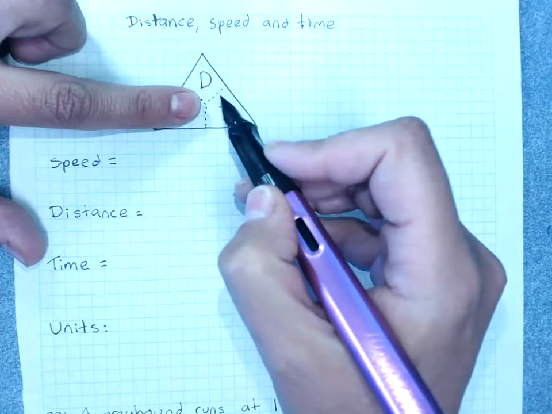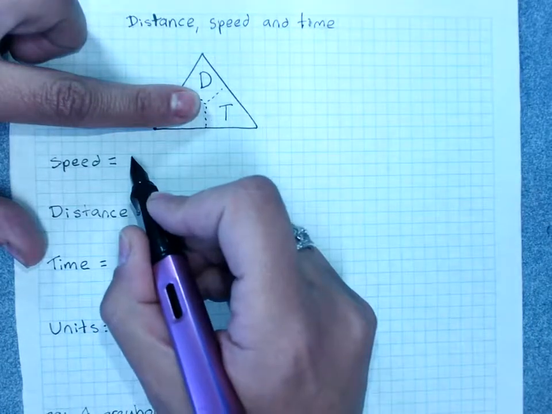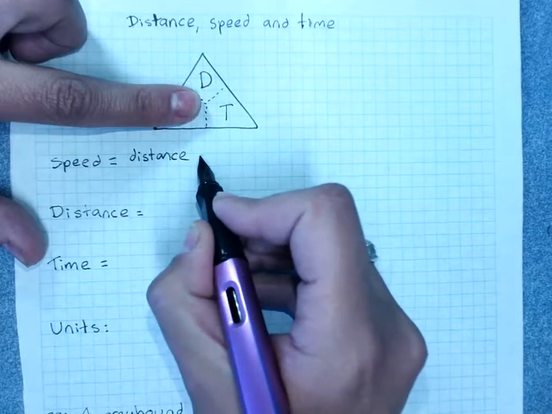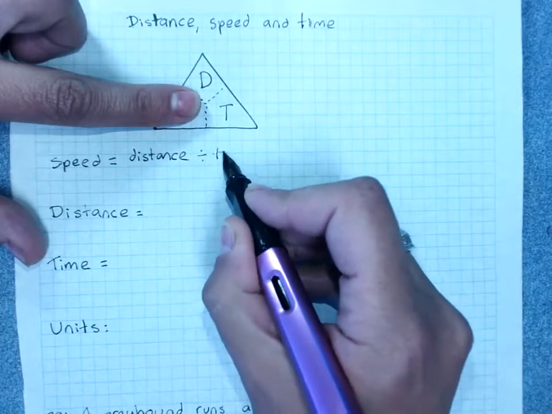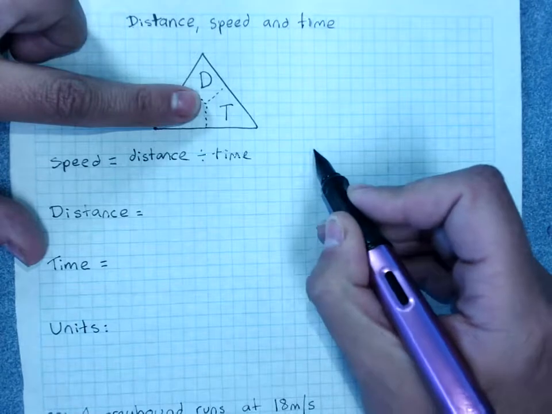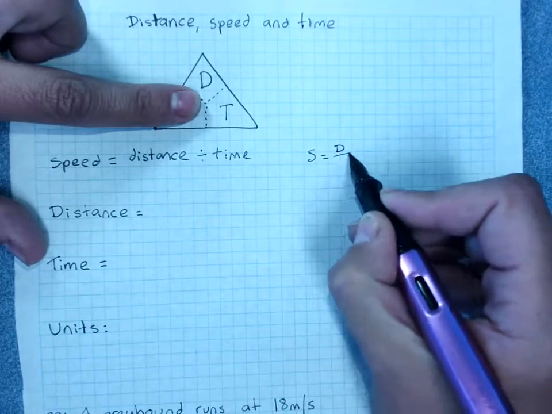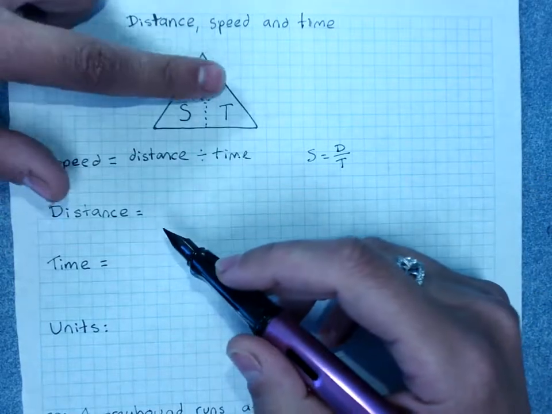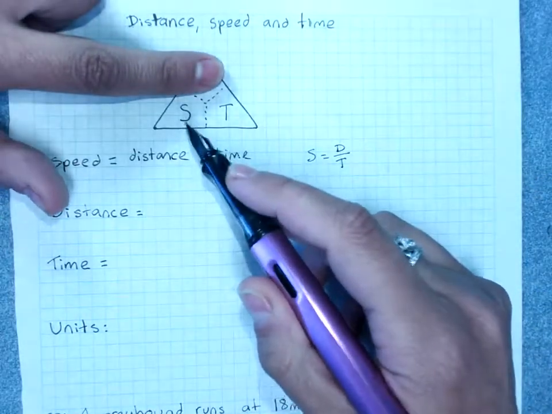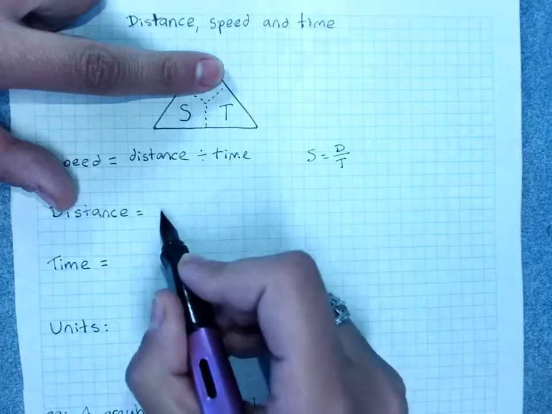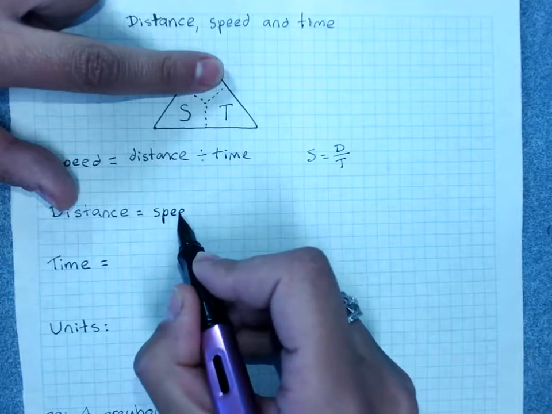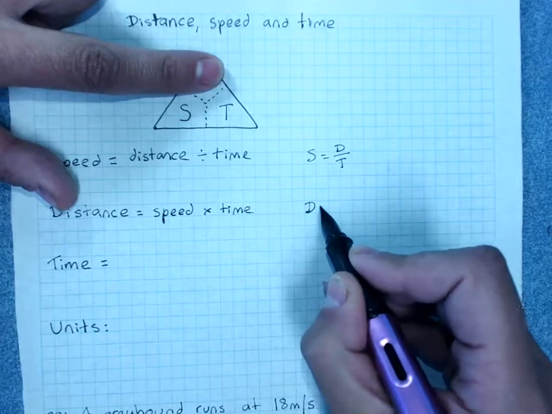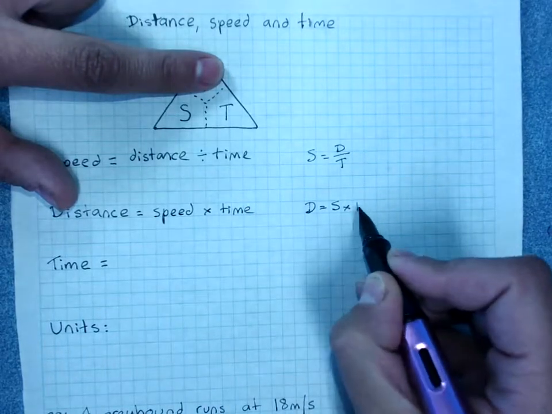So distance over time means distance divided by time. Speed equals distance over time is our formula. If we're finding distance, cover that up. Speed next to time means speed times time. So distance equals speed times time.